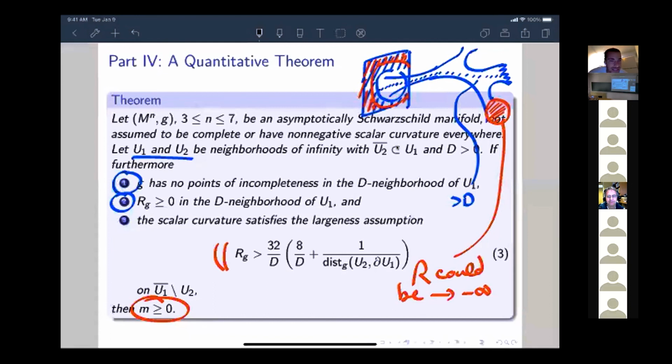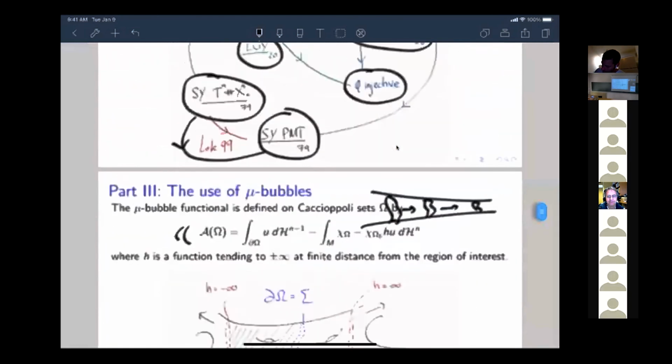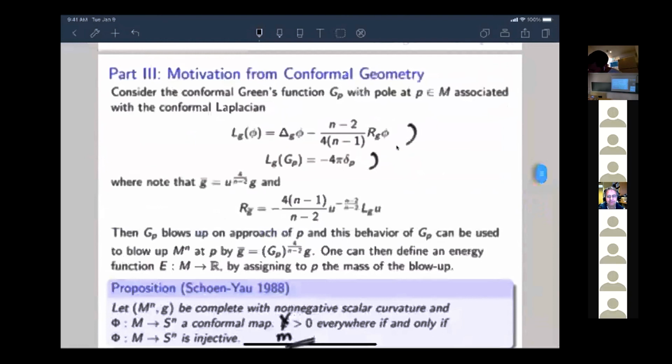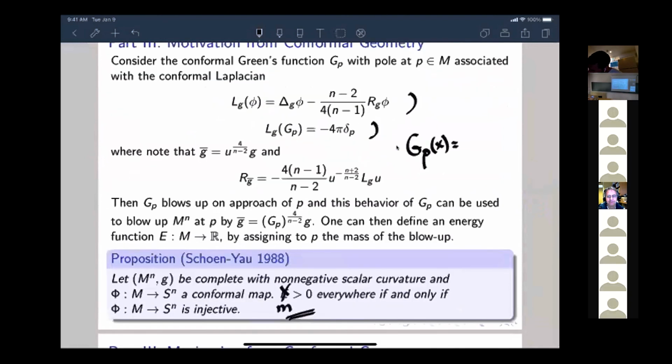So there's a question in the chat: can you explain a little more how you send the mass to the point P using the Green's function of the point P? Yeah. So the Green's function blows up like 1/x, where x is the distance from the pole, right? So the Green's function looks like this on approach, plus a constant plus something else, ignoring normalization.